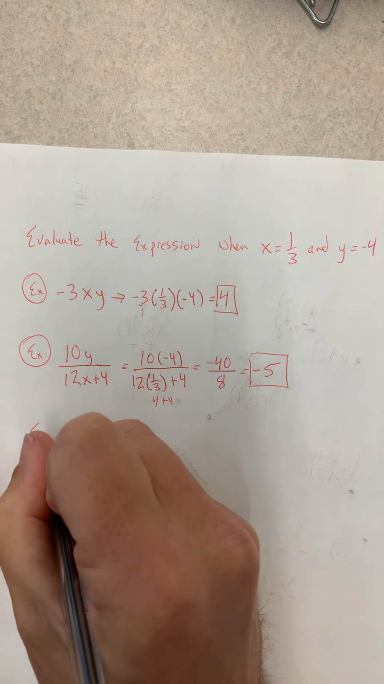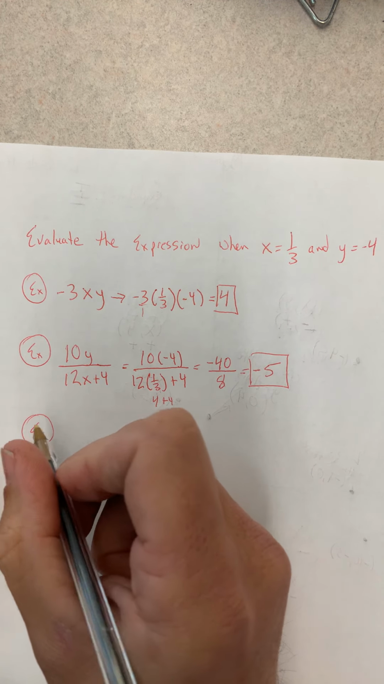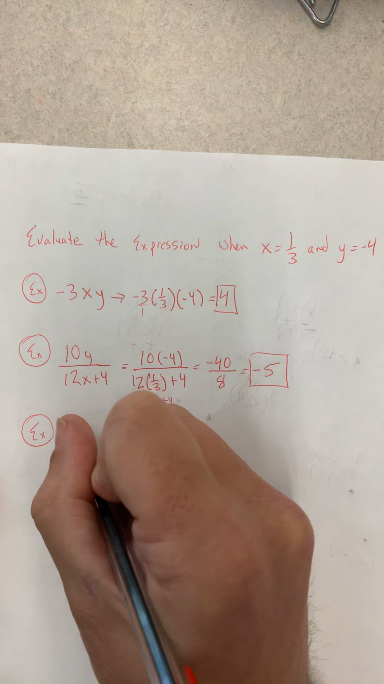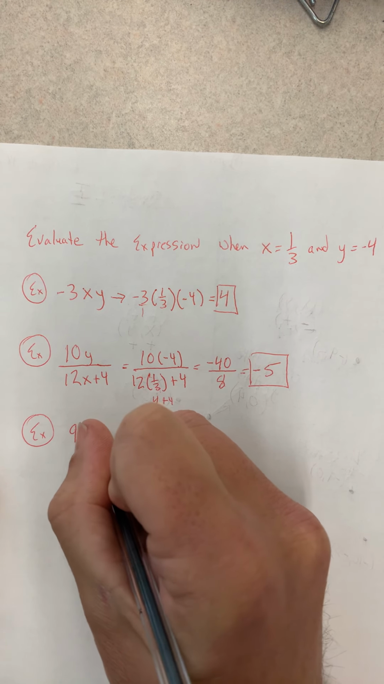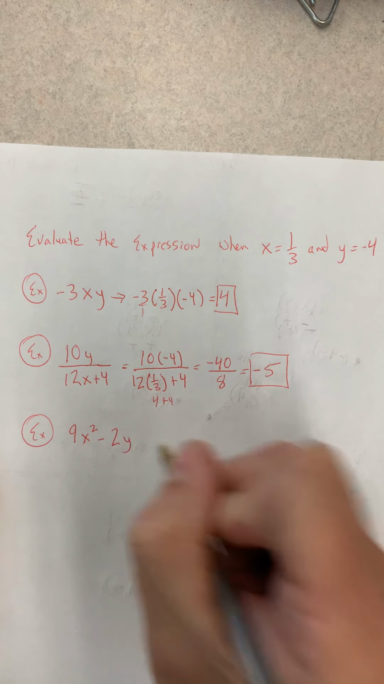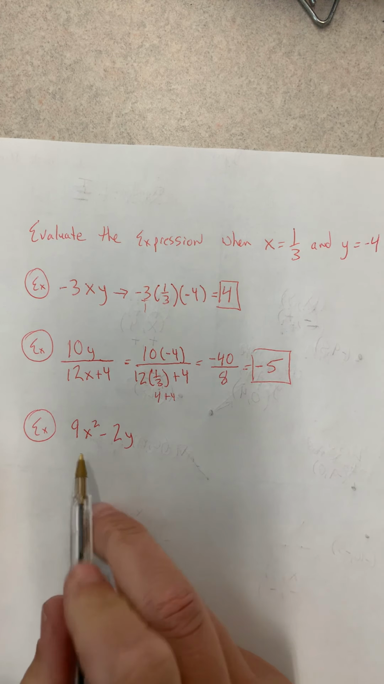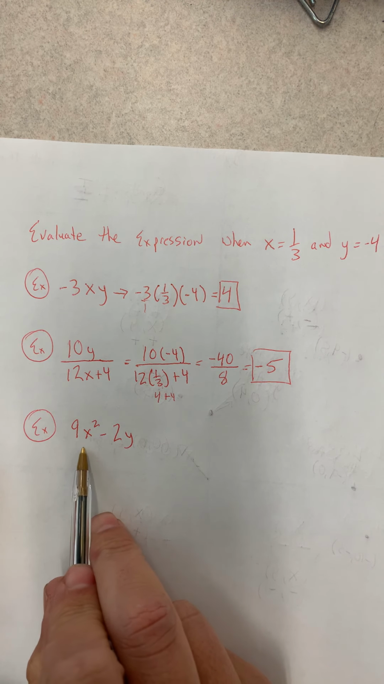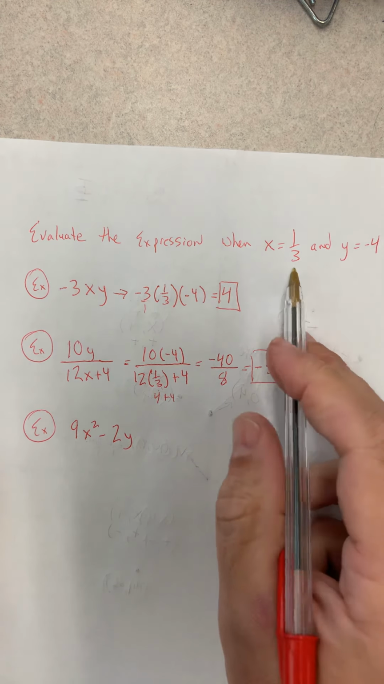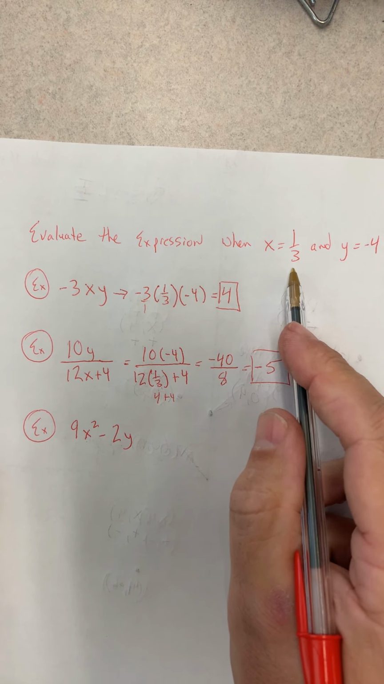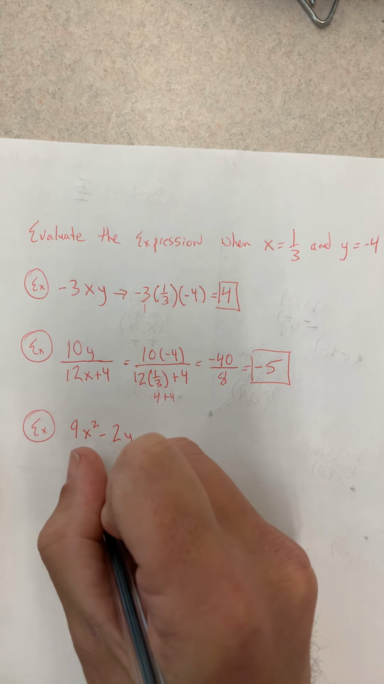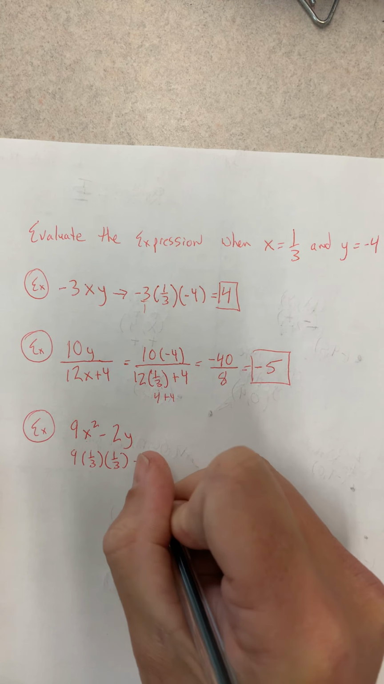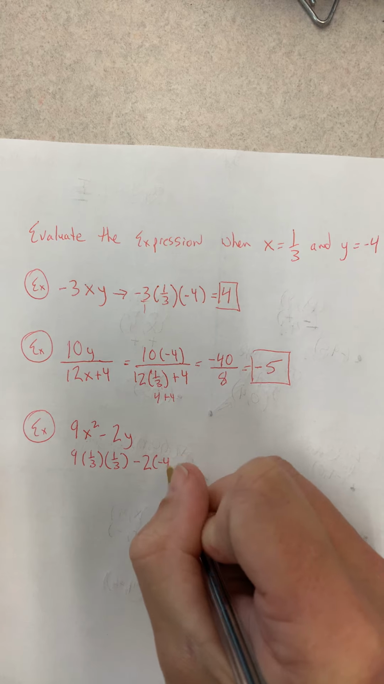Let's look at one more. Let's do 9x squared minus 2y. Remember, when you square something, it is taking that value and multiplying it by itself. If x is 1/3, I take 1/3 and I multiply by itself 2 times. So this is 9 times 1/3 times 1/3 minus 2 times -4.